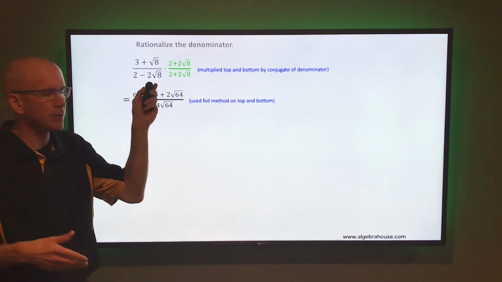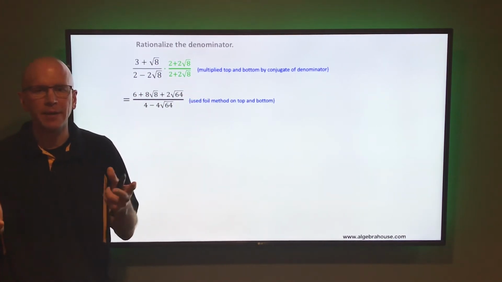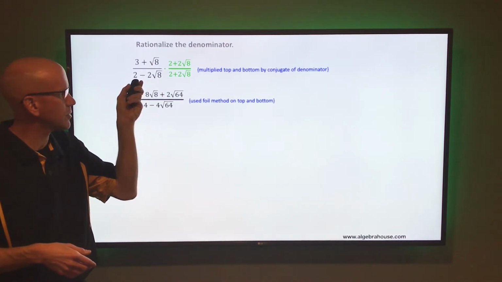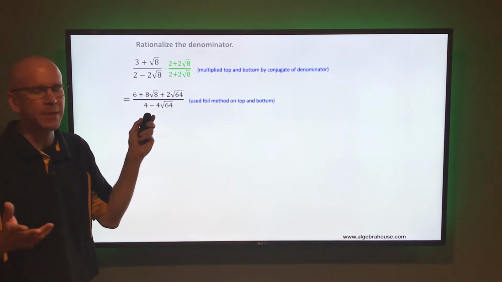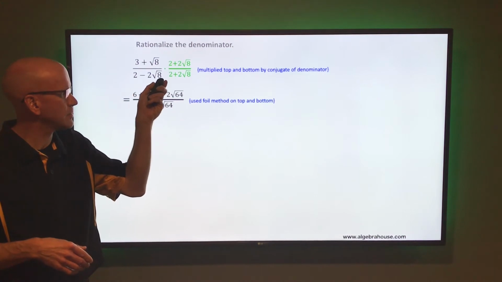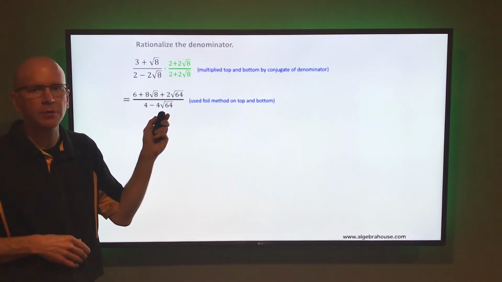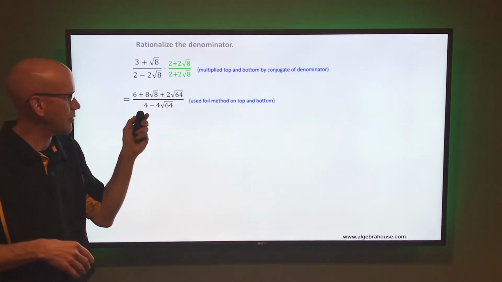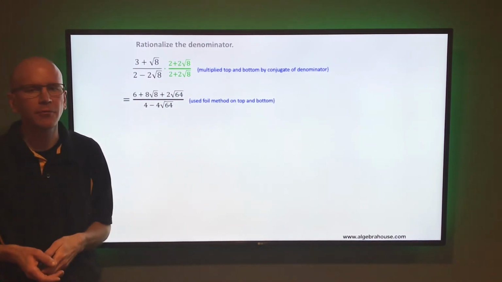In the denominator, you don't have to go through the FOIL method or distributive property. You're multiplying 2 conjugates. When you multiply 2 conjugates, just square the first term, square the 2, that's 4. And square the last term, square the 2 times the square root of 8. That would be 4 times the square root of 64, squaring the 2 and the square root of 8. So in the denominator, that is 4 minus 4 times the square root of 64.